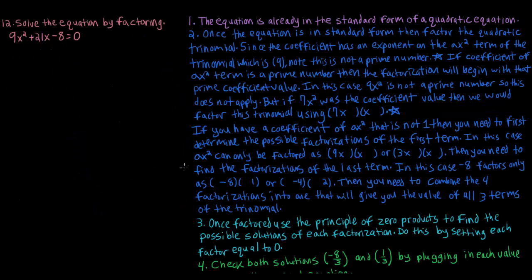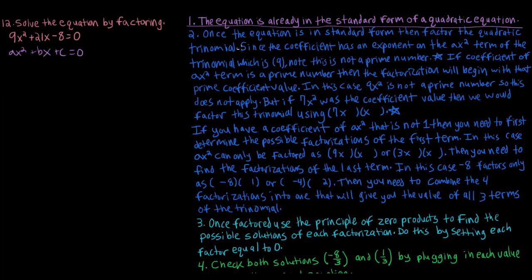12. Solve the equation by factoring. 9x squared plus 21x minus 8 equals 0. Step 1: the equation is already in the standard form of a quadratic equation, ax squared plus bx plus c equals 0. So we can go to step 2.